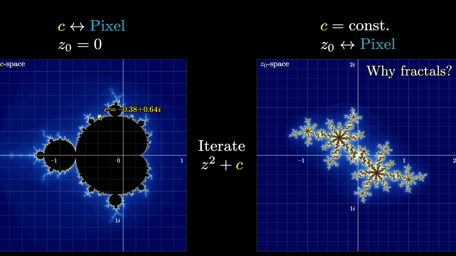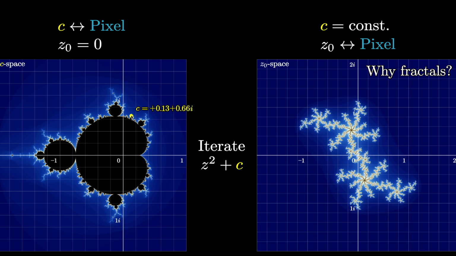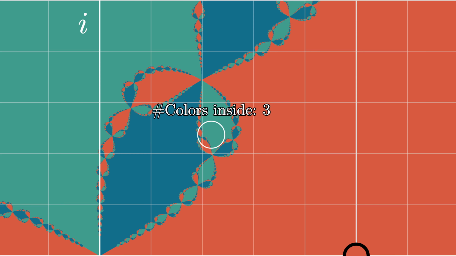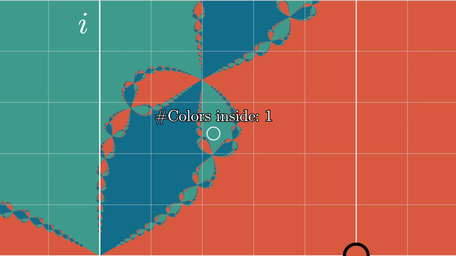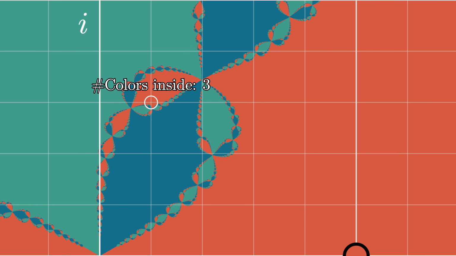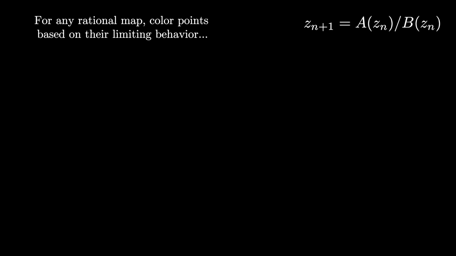Still, one pressing question is why we get fractals at all. In the last video, I talked about how the diagrams for Newton's method have this very peculiar property where if you draw a small circle around the boundary of a colored region, that circle must actually include all available colors from the picture. And this is true more generally for any rational map.